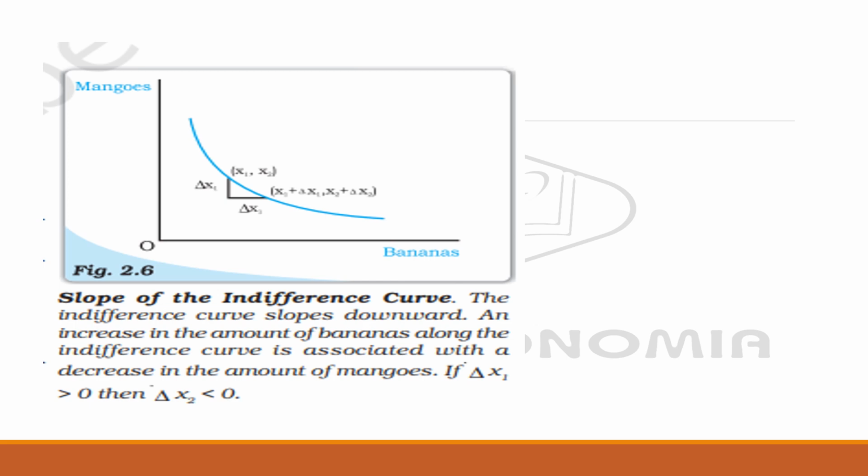Now let's come to the slope of IC. What is the slope of IC? It is delta y by delta x. We have seen that IC slopes downward, and an increase in the amount of bananas means you have to give away some mangoes, and an increase in the quantity of mangoes means you have to give away some bananas. Anyway, this shows the movement along the same IC.